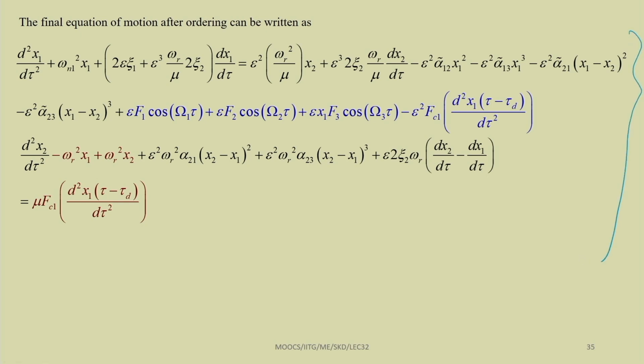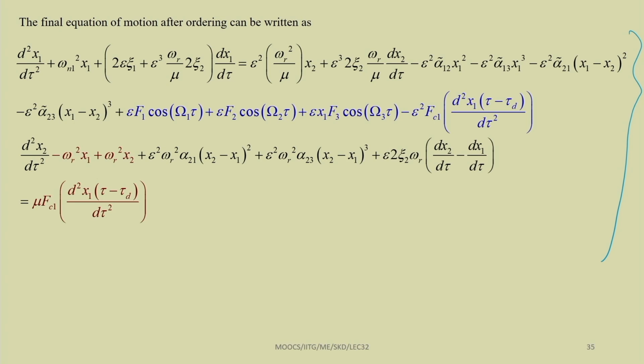It is written as d square x1 by d tau square plus omega n square x1. Here you see omega n1 is not taken to be 1, though one may take it equal to 1. If omega 1 is taken to be equal to omega n1, depending on how we take this non-dimensional parameter, the coefficients of our equation will change.